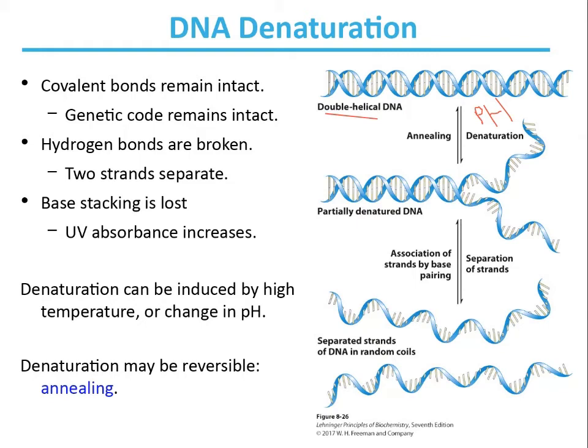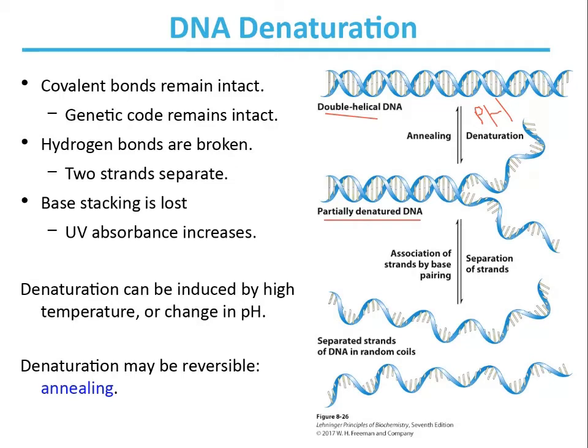We call this partially denatured DNA because only part of the DNA is denatured. If we continue the heating, then it will come apart completely. So this is a complete denaturation: separated strands of DNA in random coils. This is one thing. The other thing is that this step is actually reversible.